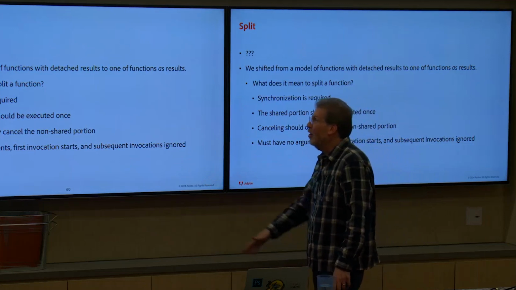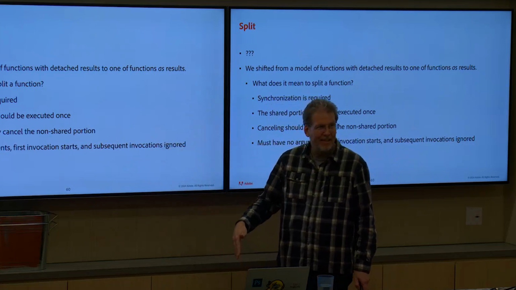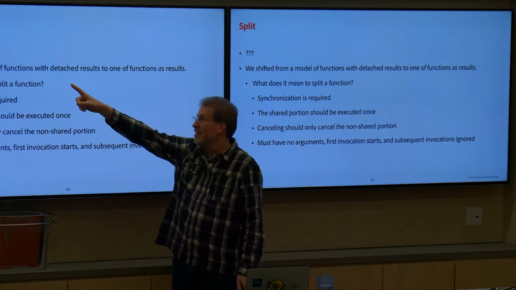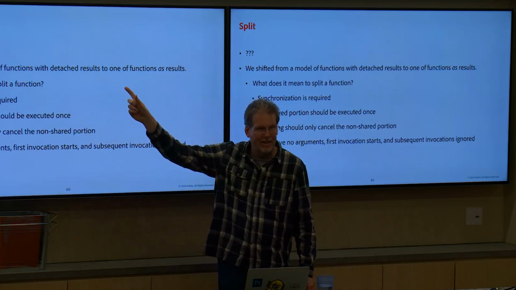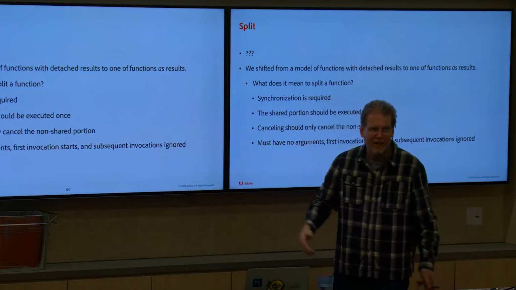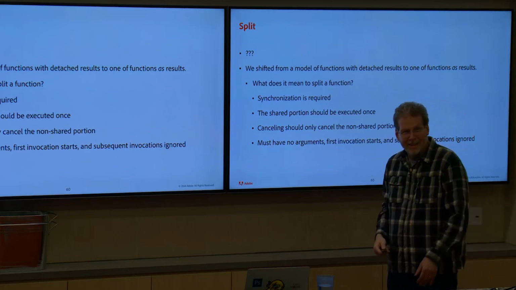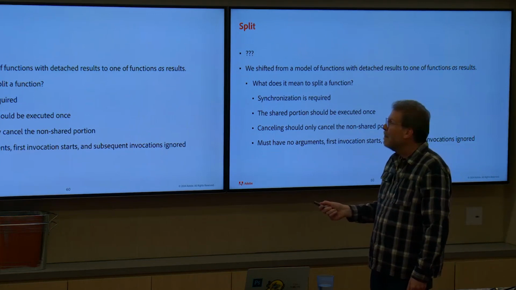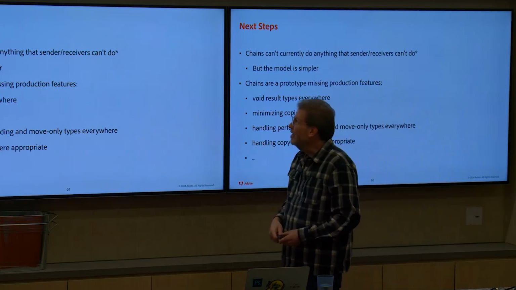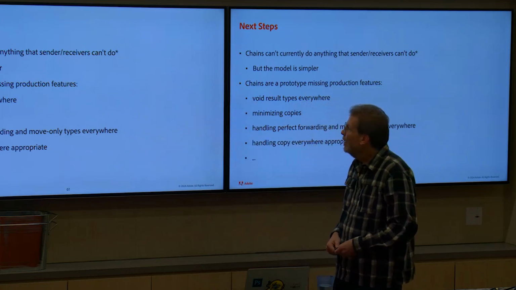And so there's a long thread on the Discord for senders/receivers, and Eric Niebler suggested that maybe I could dig in and figure out how to fix this issue. The existing implementation of split in senders/receivers is 400 lines of very dense code. And I'm sorry, it would take me too long to figure out Eric's code. But maybe I can nerd snipe somebody else into fixing this. Okay, so next steps. Well, chains can't currently do anything that senders and receivers can't do. I haven't implemented split on chains yet. But the model is simpler.